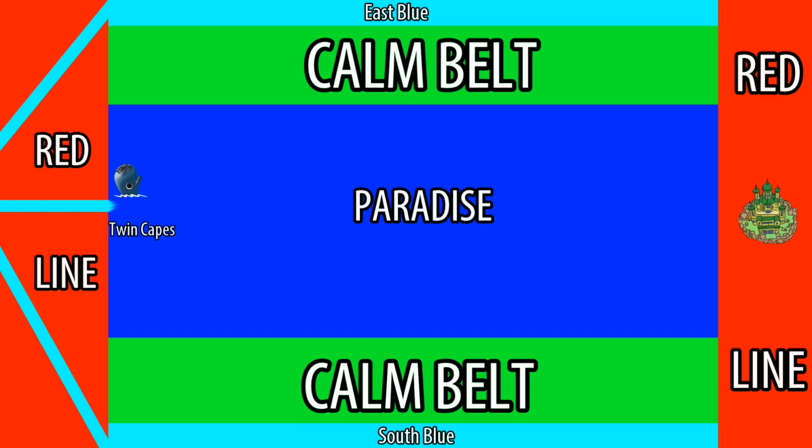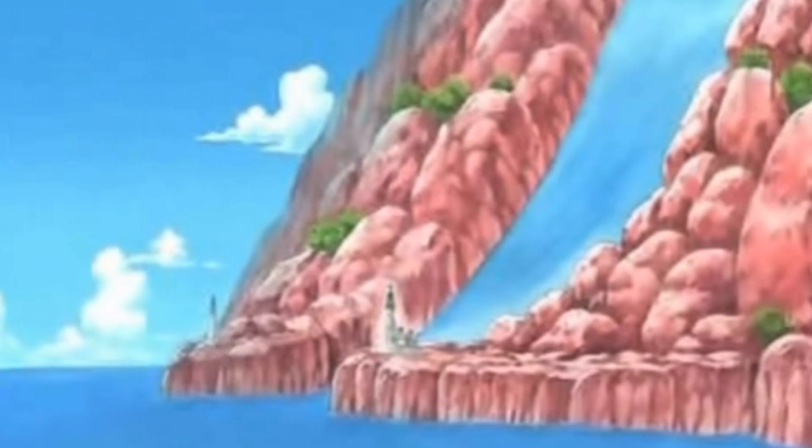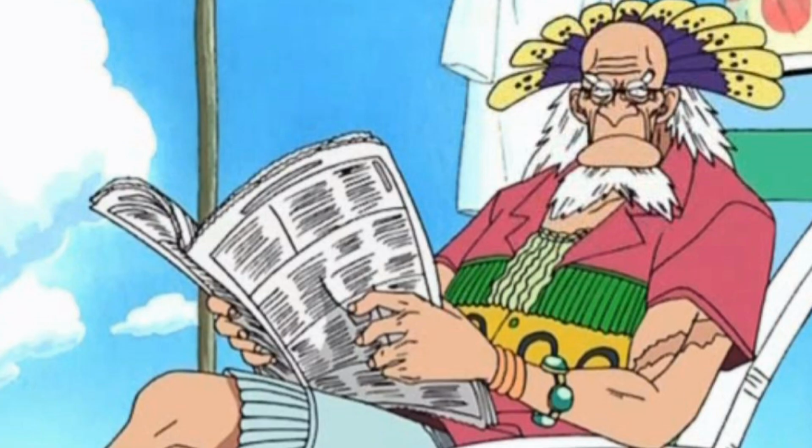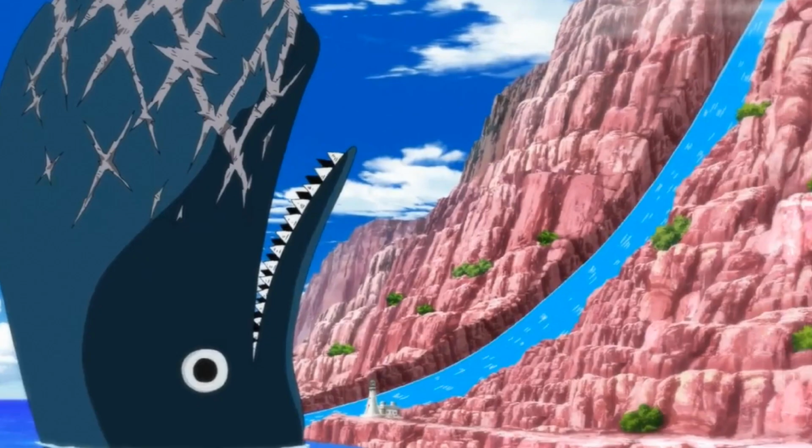One is the Twin Capes, which, as you can see right here, is the area right as you come down into Paradise. There's the Twin Capes, which is a lighthouse where Crocus lives, and he's the lighthouse keeper there. And this is also the location where Laboon is waiting for Brook. You'd think this place would be a little bit more busy because it's the main entrance to the Grand Line, but most people seem to just come down the Reverse Mountain and keep on going and ignore Crocus and the whale.